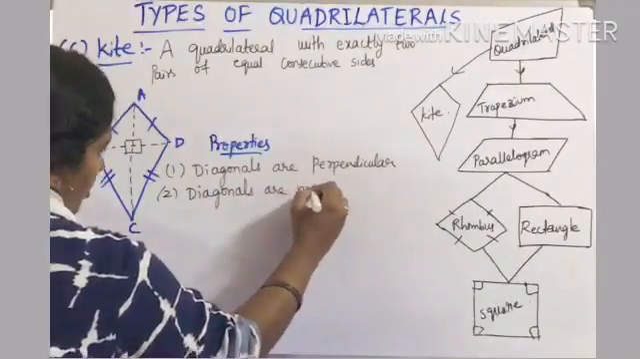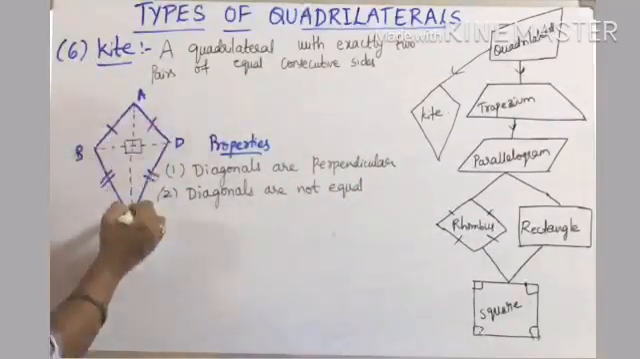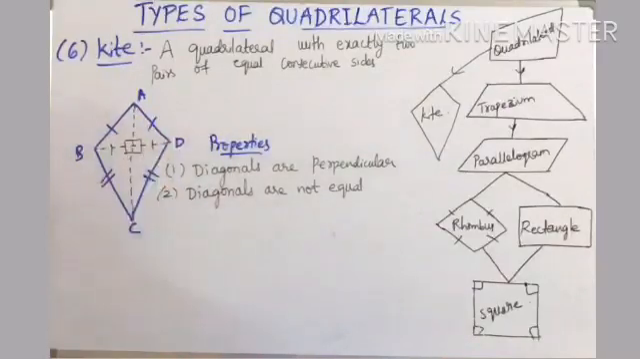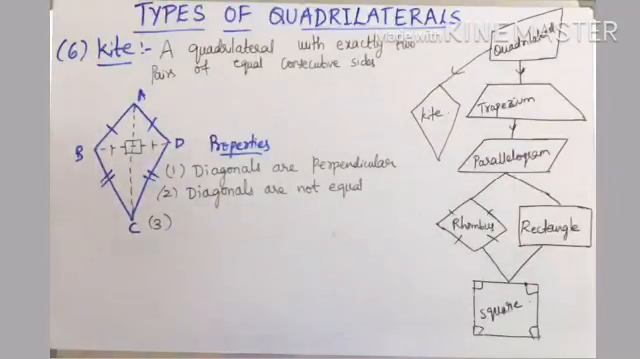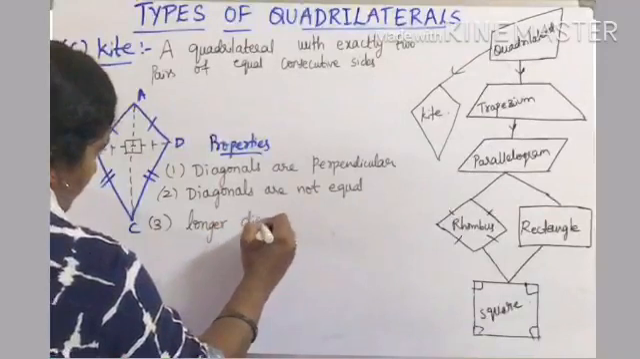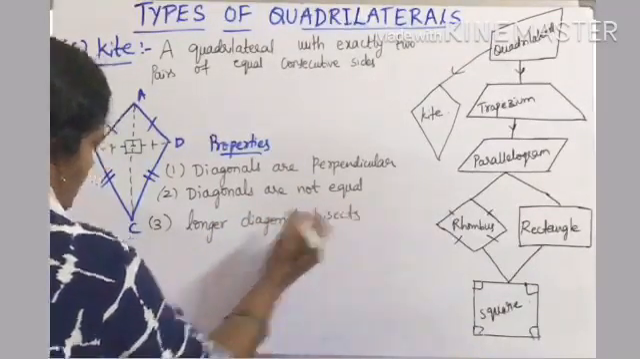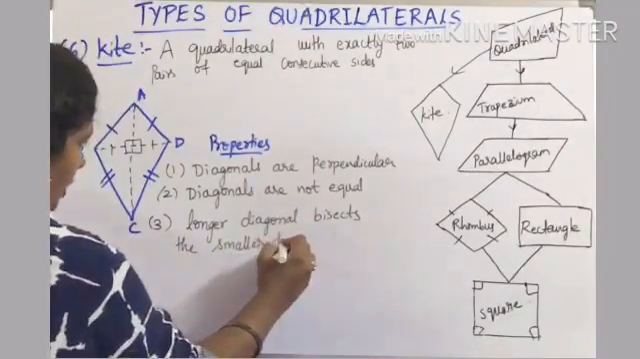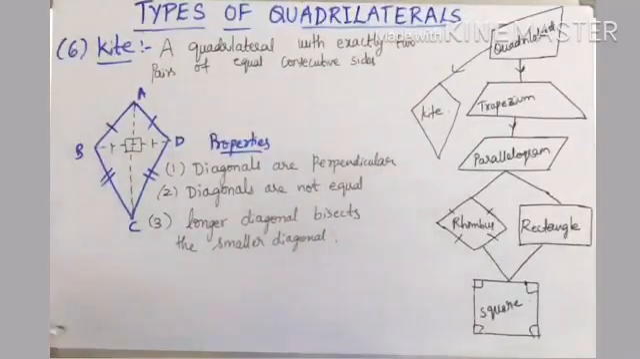Diagonals are not equal. If you see, AC bisects BD, the longer diagonal bisects the smaller diagonal. So here the last property is one of the diagonals bisects the other, or the longer diagonal bisects the smaller diagonal. So these are the properties of a kite.